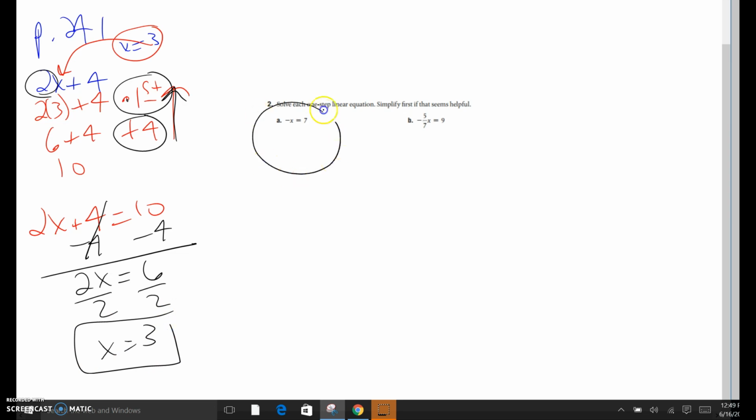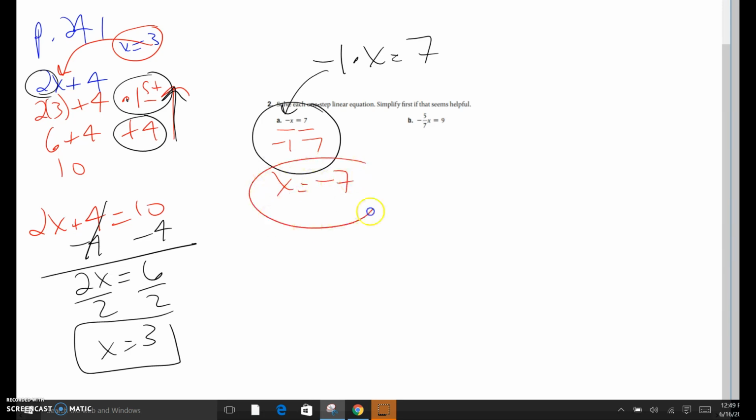So here, I have to think about what I'm undoing. There's no add or subtract here, so you could view it as undoing multiplying by a -1, because there's kind of an invisible -1 there. So to undo multiplying, I could divide both sides by -1 and get x equals -7. And if you check your answer, the opposite of -7 really is a +7, so that works.